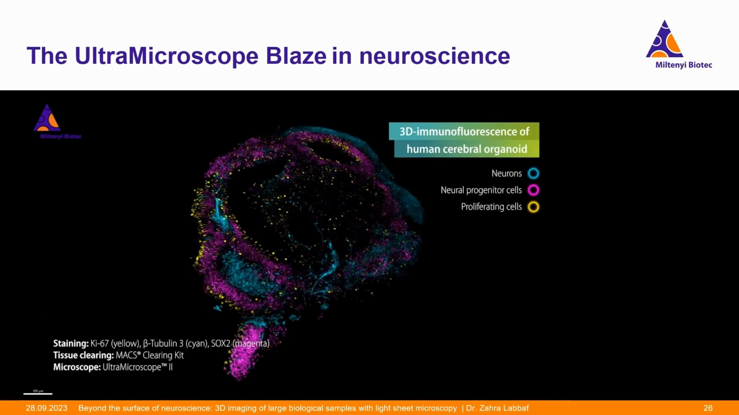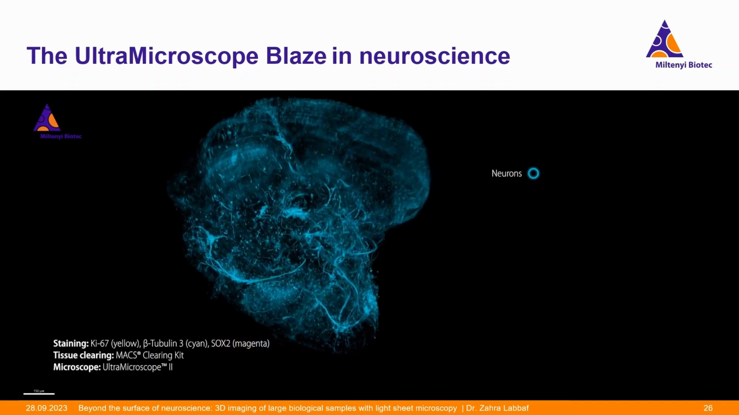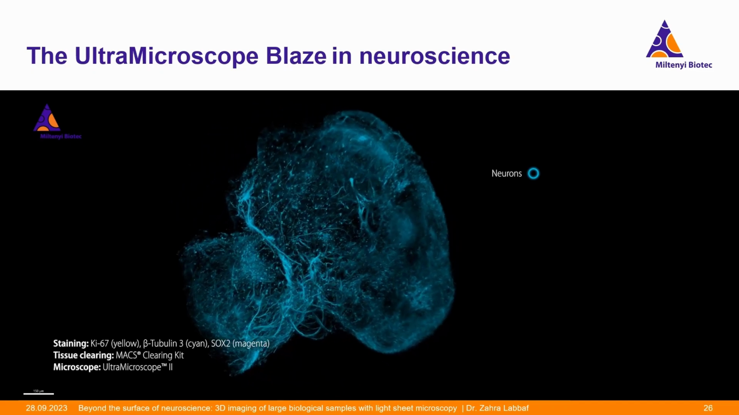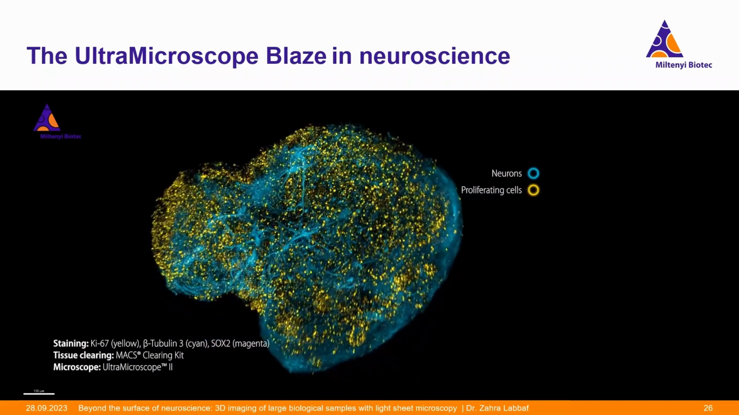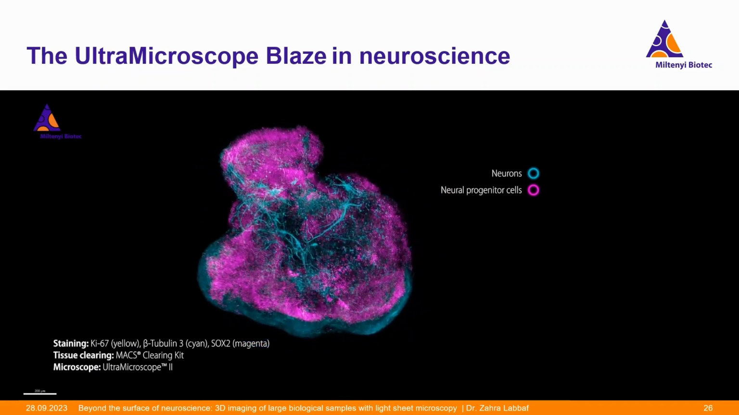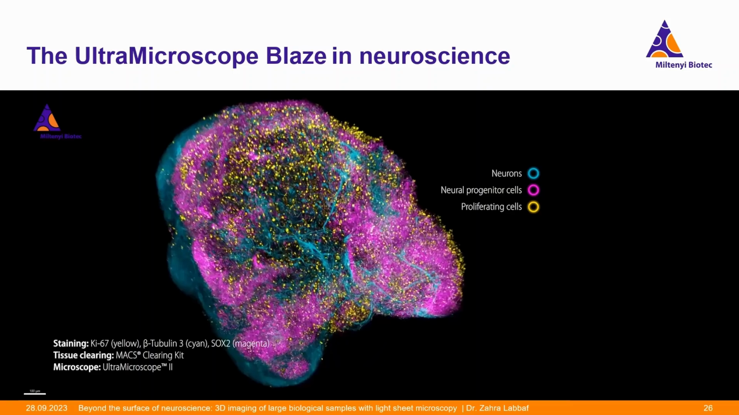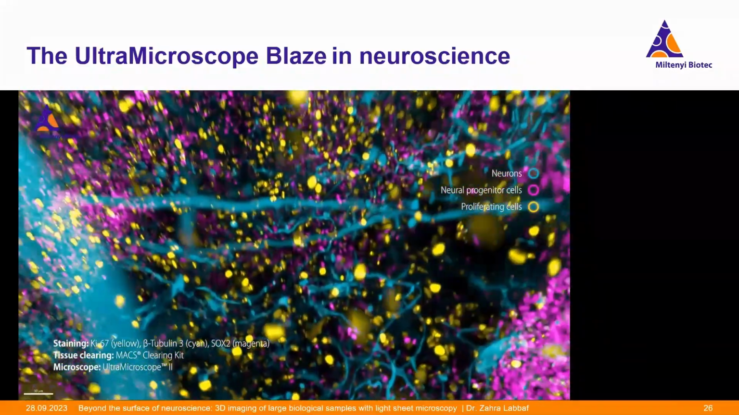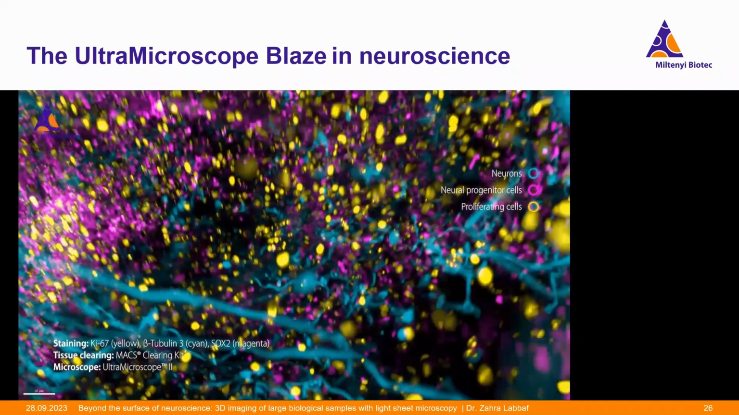At last, I would like to finish my talk with an example of a sample that you would get following the 3D imaging workflow of Miltenyi Biotec. Here we have a brain organoid stained with different 3D immunofluorescent antibodies labeling different structures, such as neurons, neural progenitor cells, and proliferating cells. As you can see, with the UltraMicroscope, you can capture high-resolution 3D data. Therefore, it can be used as a tool for advancing our understanding of brain organoid biology and its development.